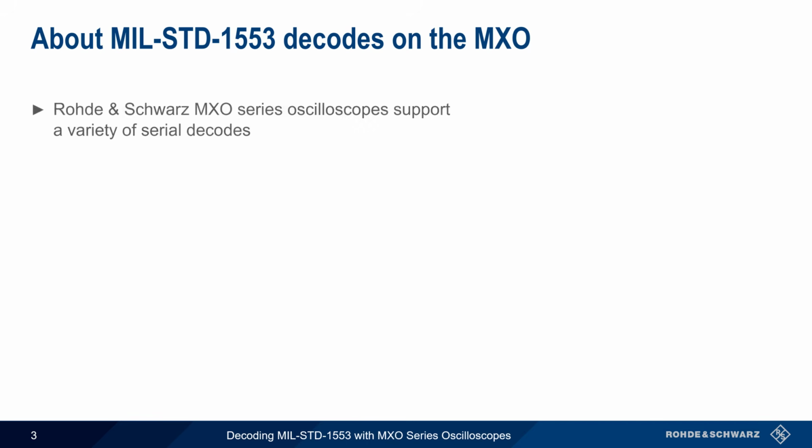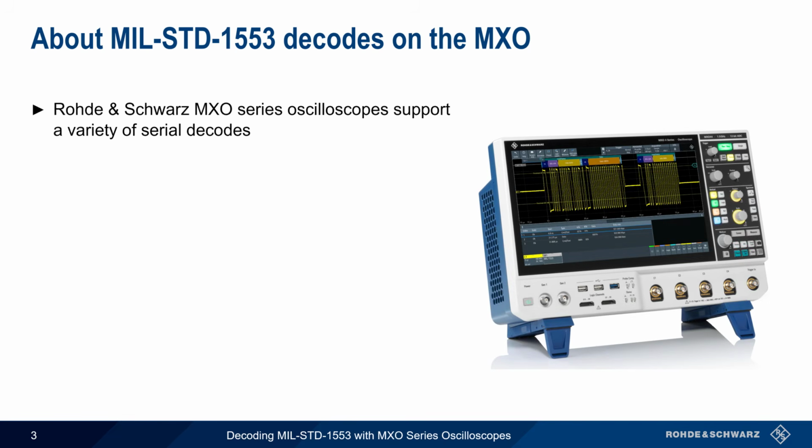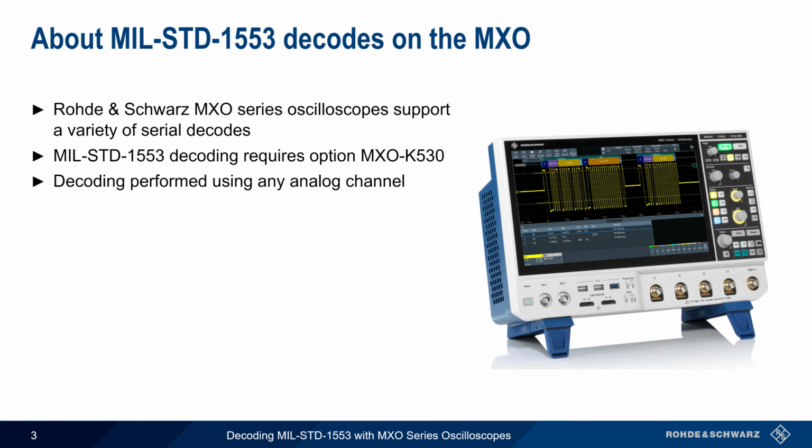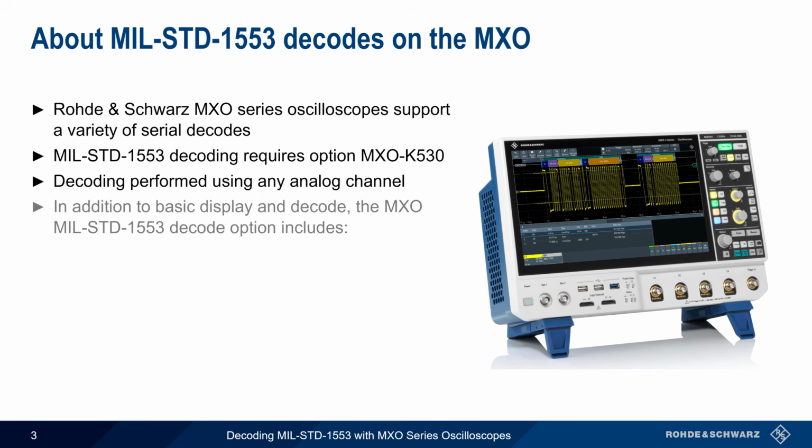Rohde & Schwarz MXO Series Oscilloscopes support a wide variety of serial decodes, and MIL-STD-1553 decodes are enabled by the software license K530. Decoding can be performed using any of the analog channels. In addition to basic display and decode of MIL-STD-1553 serial data, the MXO also supports numerous other useful functions.